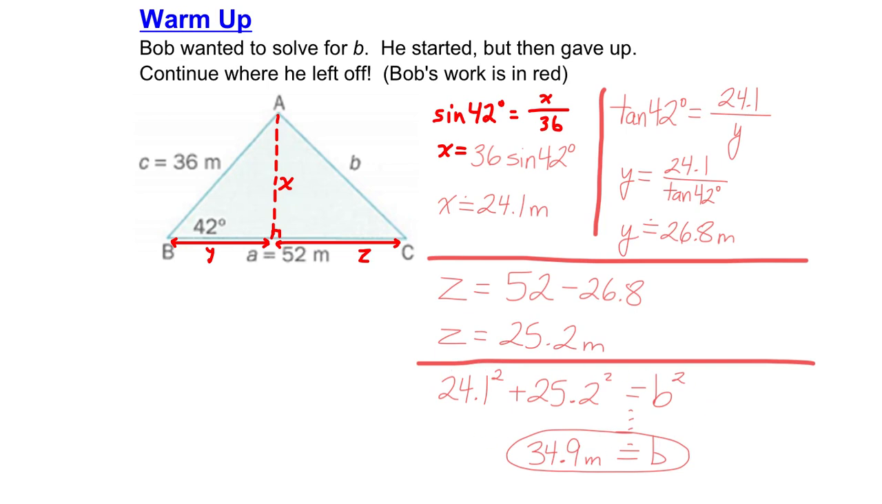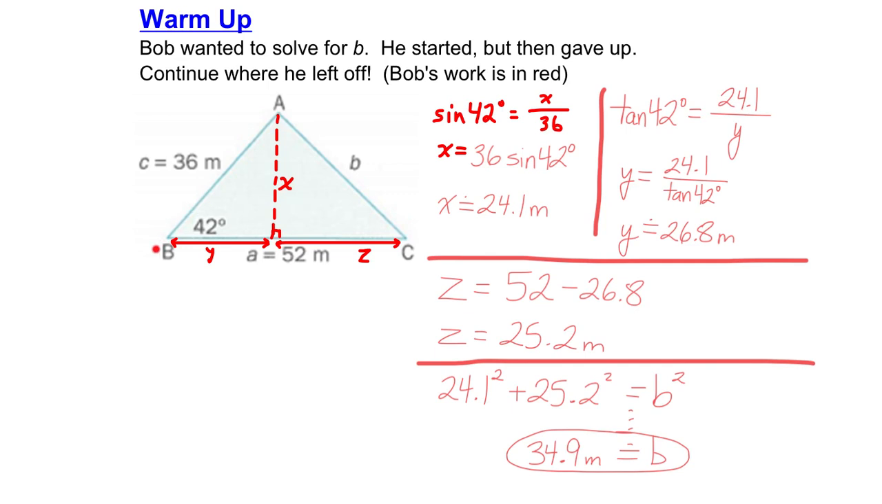Notice that I could not solve this problem using the sine law because I don't have a complete matching pair. b matches with the 42-degree angle, they're opposites. But this 36-meter side has no angle that we know of to match with, and this 52-meter side, we don't know what angle is up here to match with. So we couldn't use sine law to solve this problem.